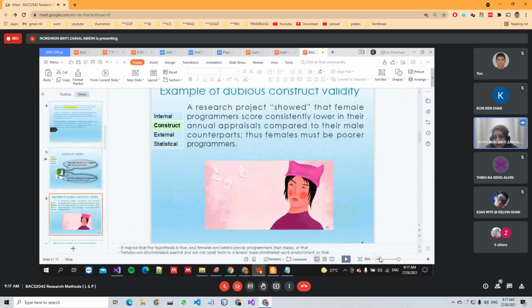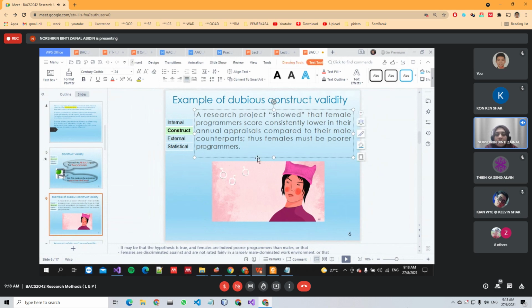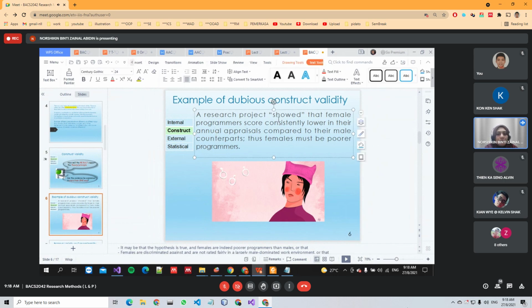So this one is actually the example. Construct validity: a research project showed that female programmers score consistently lower in their annual appraisal compared to their male counterparts. Thus, female must be poorer programmer. Here this statement is actually saying that, for example, let's take a case study. In a company, the female programmer have lower performance than male programmer.